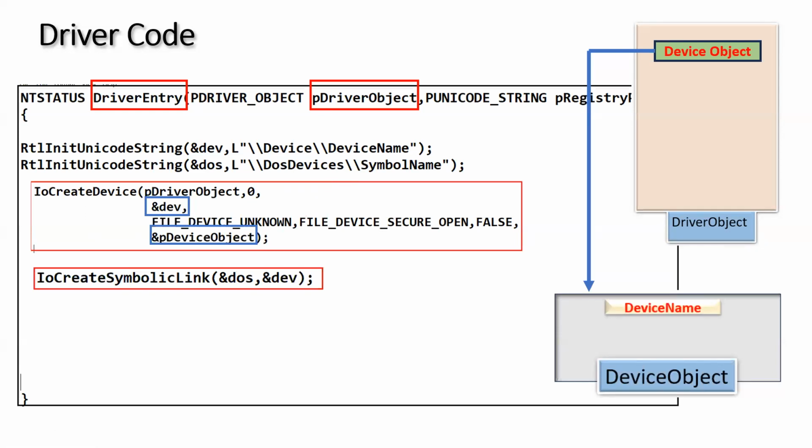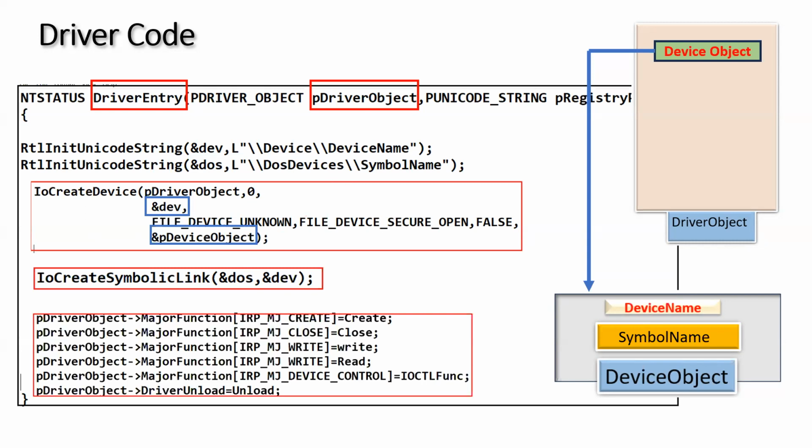So this API creates a symbolic link for the device object. With the help of the symbolic link, this device object can be accessed from the user mode just like any other normal file. So from user mode, this can be treated as a file.